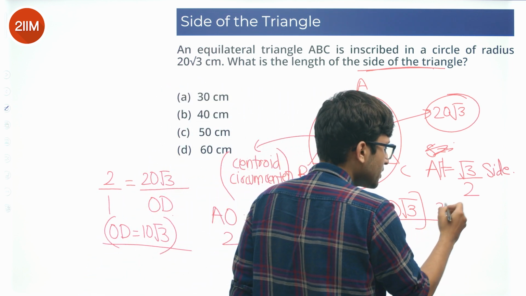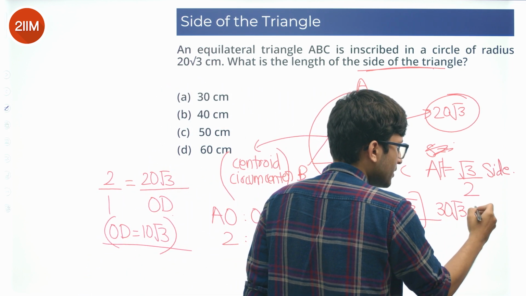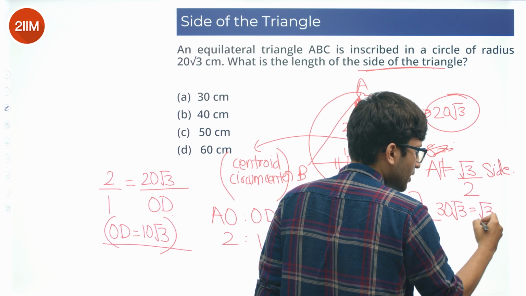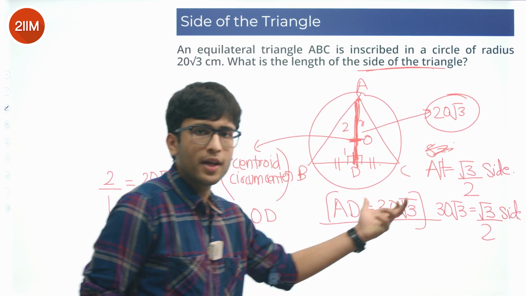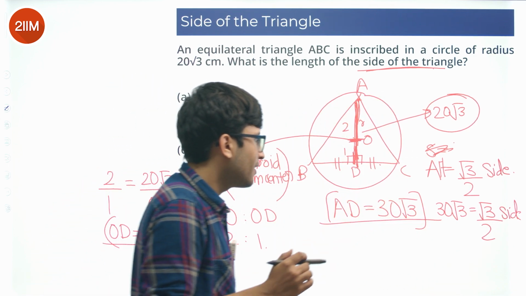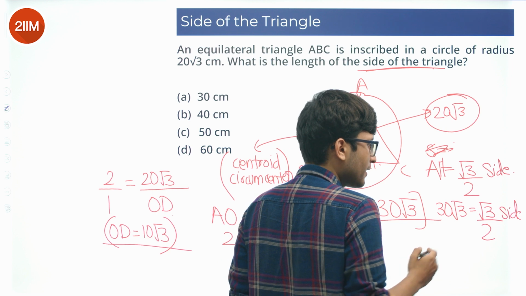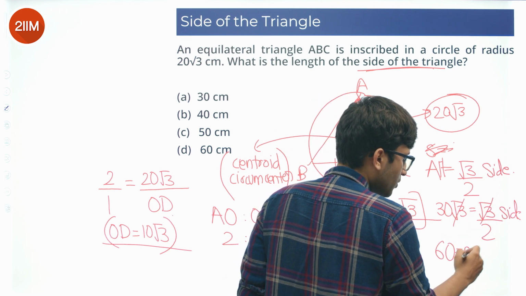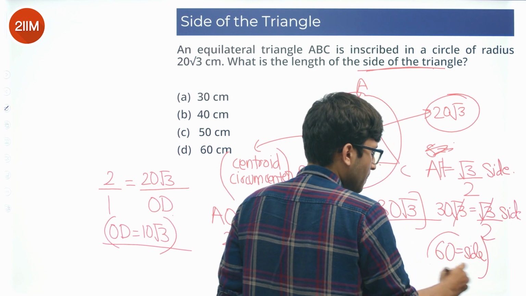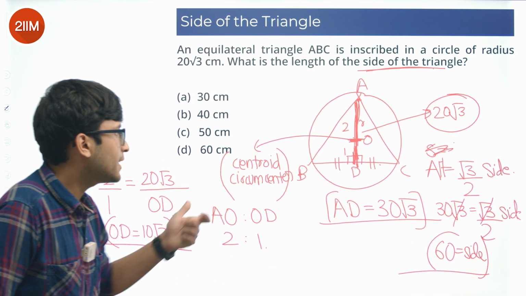My altitude is 30 root 3. This should be equal to root 3 by 2 times the side of the triangle. This is only valid for an equilateral triangle. This is the property which we all know is only for an equilateral triangle. So here root 3 gets cancelled out. 60 is equal to the length of the side. Okay, so directly we got the answer as 60.